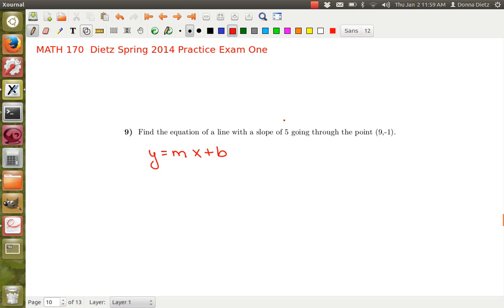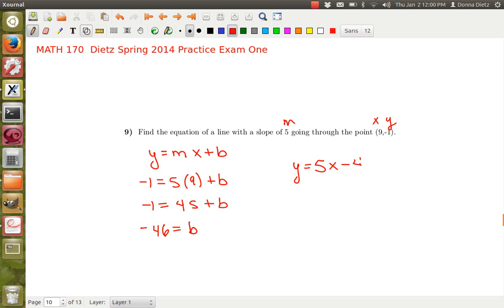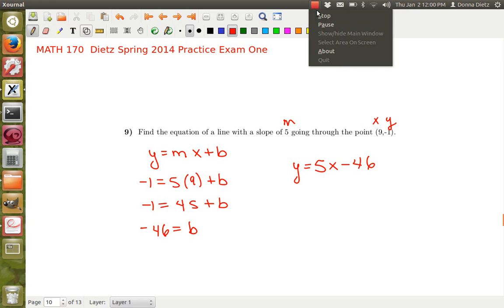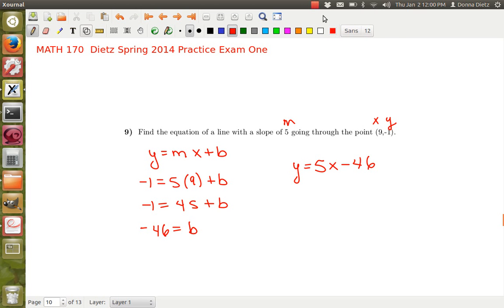So this would be m, x, y. Y is -1. M is 5. X is 9. There we go. Y equals mx plus b.